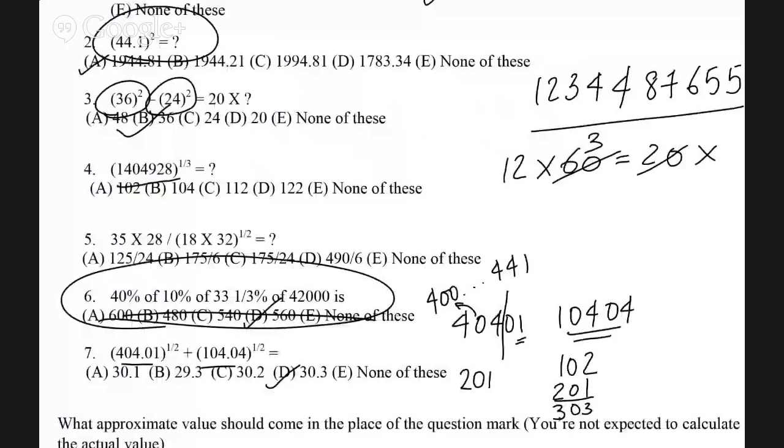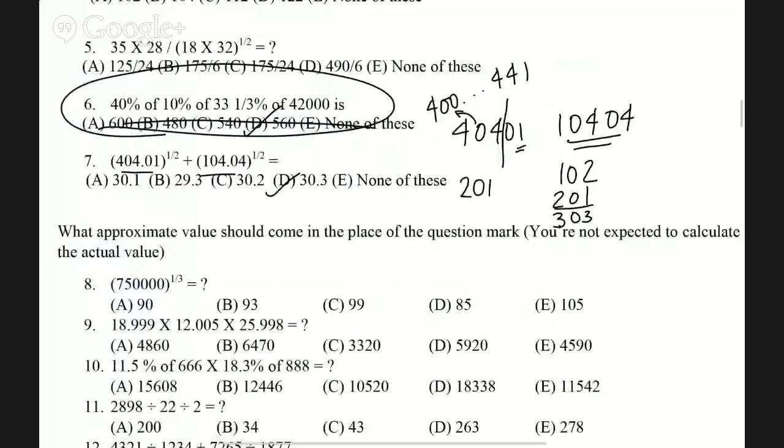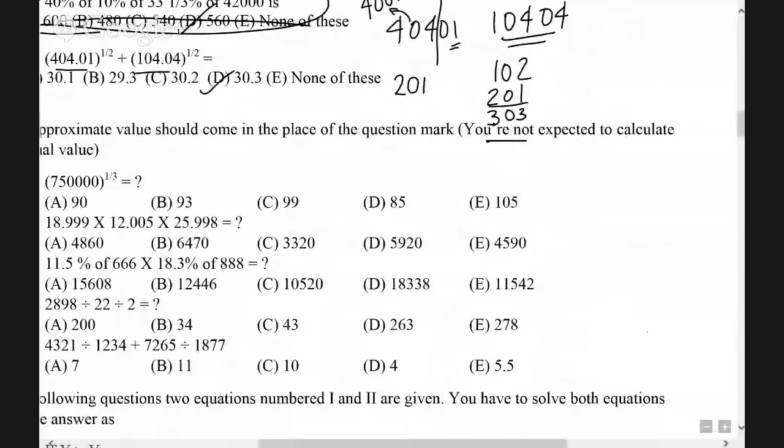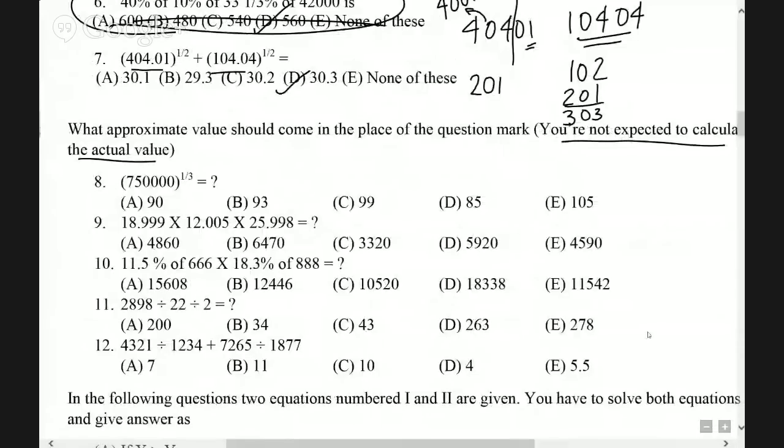All right, let's go to the BODMAS question in that case. What is the approximate value that should come in the place of the question mark? You're not expected to calculate the actual value, keep that in mind, which means you can play around the way you want to. Let's take an example. The cube root of 75000. So 75, then actually 3 zeros. I'll remove these 3 first. I'm left with 750. I removed 3 zeros because it's a cube root. Now 750 is slightly more than 729. 729, as you all know, is 9's cube. So the answer has to be 90.